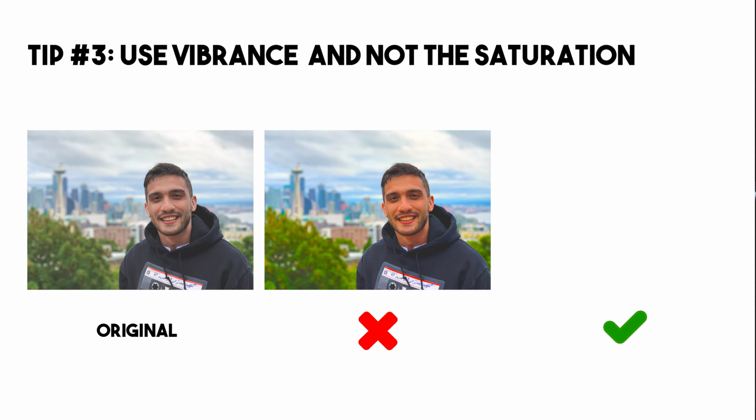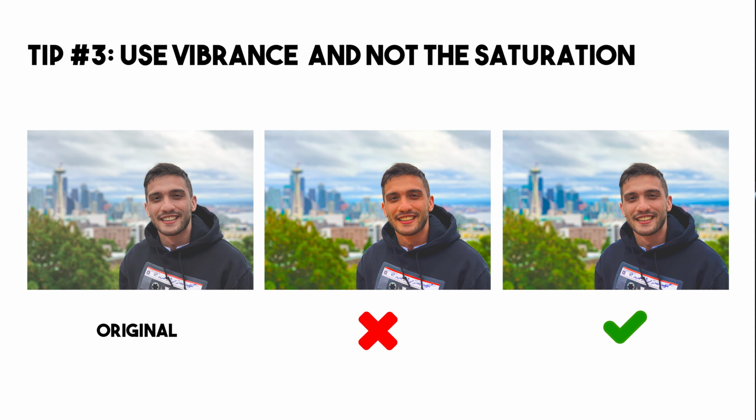Tip number 3 that I have for you guys in order to stop you from ruining your photos is, guys, stop using saturation in order to make your colors pop out. Just don't do it. Just don't do it. Why? Because it increases the intensity of all of the colors that exist in your photo.